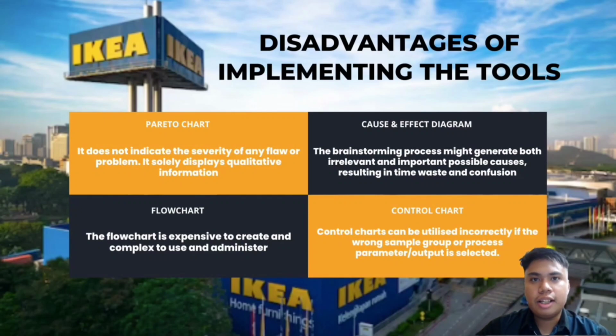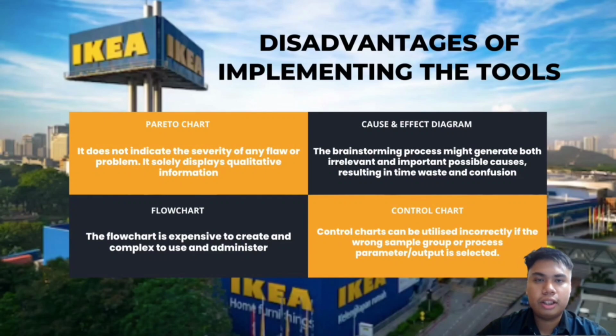Next is the disadvantage of the flowchart. The flowchart is expensive to create and complex to use and administer. Flowcharts are not intended for human-computer interaction, and complex program logic might be fairly difficult to sketch out using multiple specified forms at times. The flowchart gets convoluted and clunky in this situation.